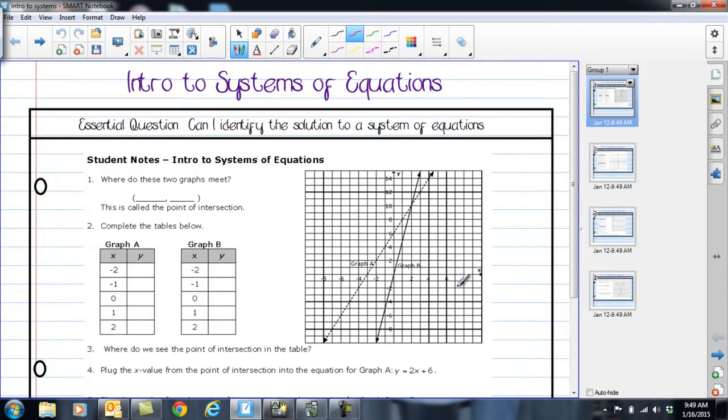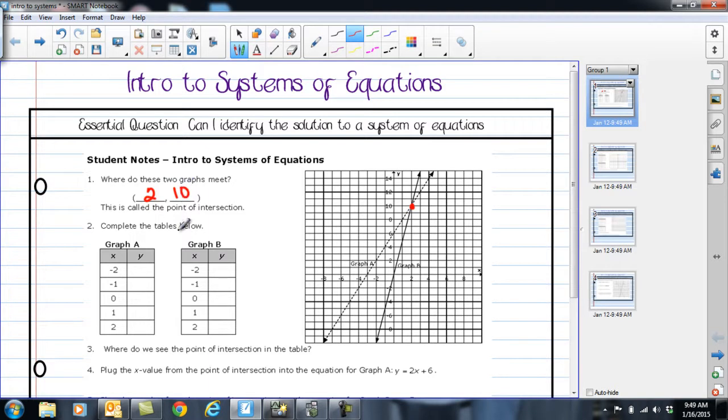You have this pretty little graph on example 1. You've got two equations. You have graph A right here, and graph B is the solid line. They're graphed on the line for you. And the first question asks, where do they meet? So you just need to find out what this intersection point is. And so if you look, they meet right here at 2, 10. So they meet at 2, 10.